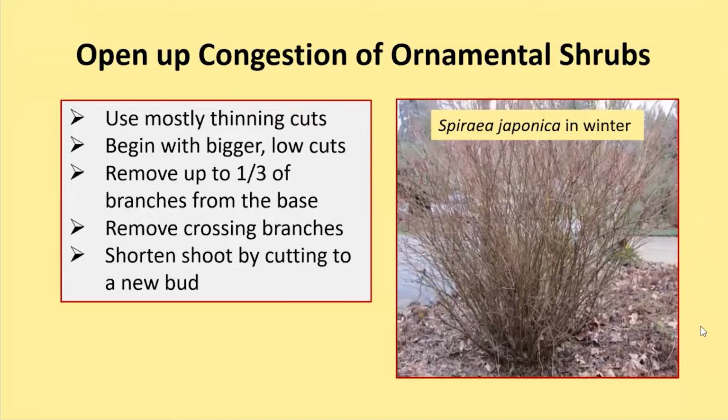I've seen a lot of very congested looking ornamental shrubs in my neighborhood. And for many of the shrubs that grow stems directly from the ground, such as this spirea, it can easily get out of hand if we don't thin it out periodically. So if the goal is to thin it out and open up the center of the plant to air circulation and sunlight, then we want to use mostly thinning cuts.